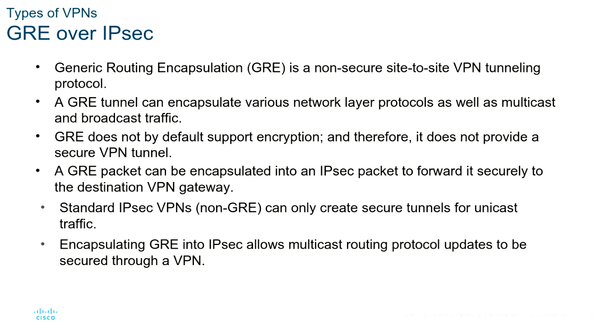So Generic Routing Encapsulation is a non-secure VPN protocol. I don't want to have encryption security. I just need a connection. I can use this to encapsulate upper layer network layer protocols. GRE doesn't have encryption by itself, but if I need that, I can use a VPN. I can use IPsec to do that if I want to. So a GRE packet can be encapsulated into an IPsec packet, and I could forward it securely and encrypt it if I needed to.